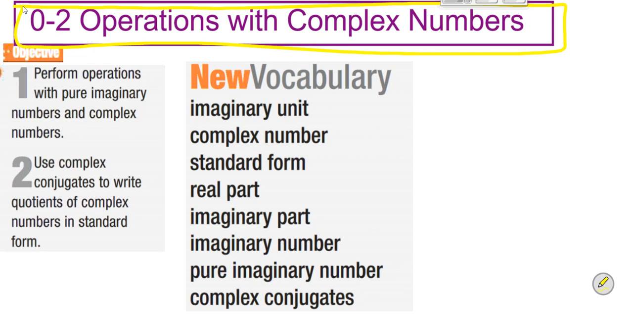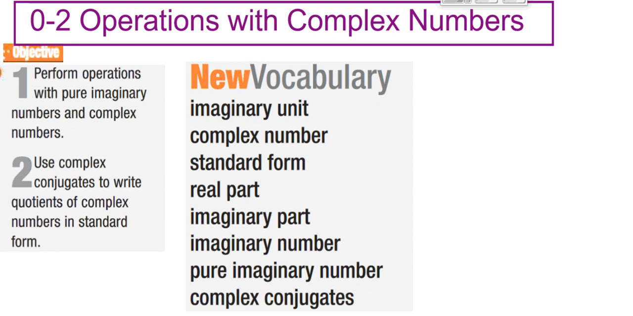Generally, I'll write in yellow as a way to highlight or point something out, and then I will move on from there. Our objectives are to perform operations with pure imaginary numbers and complex numbers, and to use complex conjugates to write quotients of complex numbers in standard form. I'm hoping to get all of 1 done. We'll see if that happens. Our new vocabulary is the imaginary unit, complex number, standard form, the real part and imaginary part, an imaginary number, a pure imaginary number, and complex conjugates.